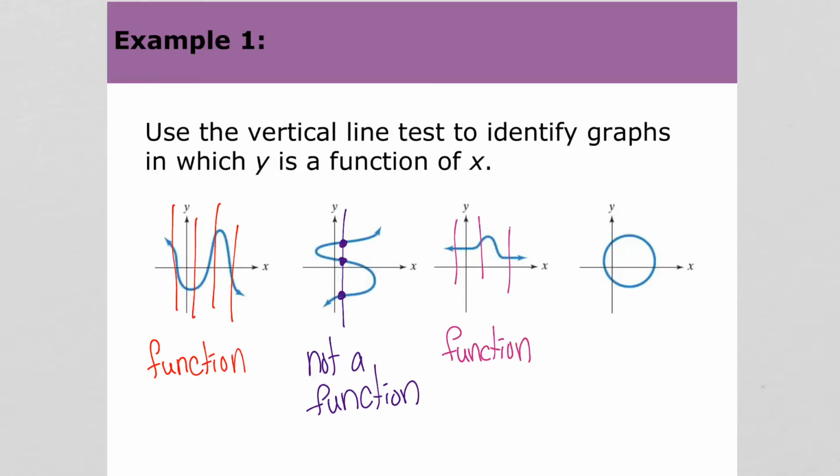And last, draw a vertical line. Even if we draw it over here, it only hits once. But if we draw it anywhere and it hits more than once, then we do not have a function.